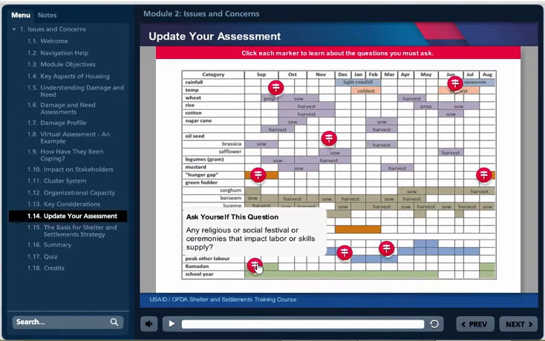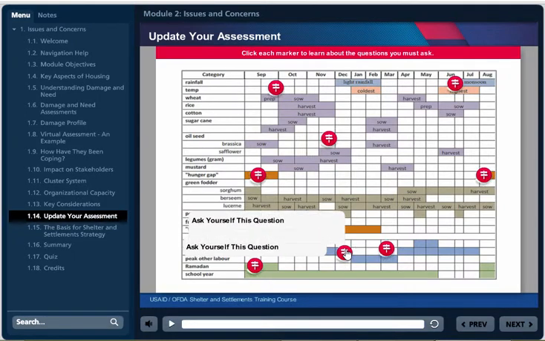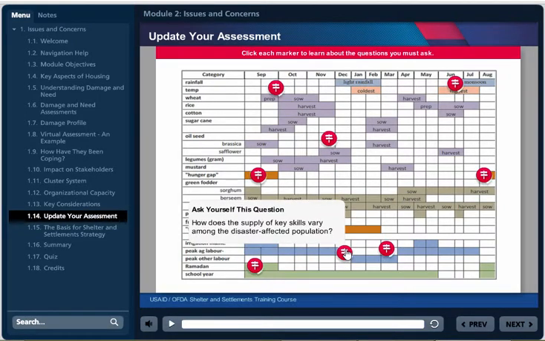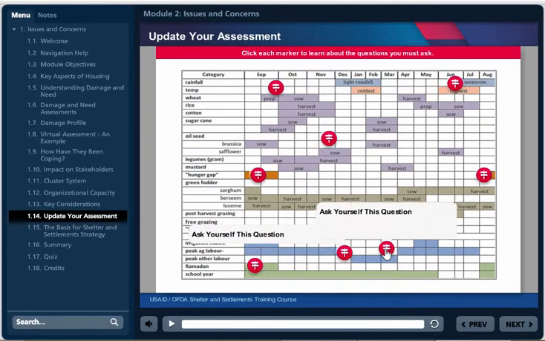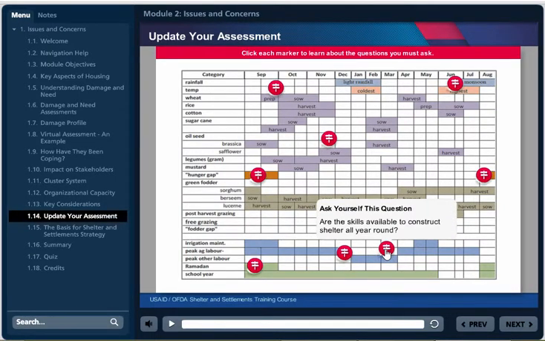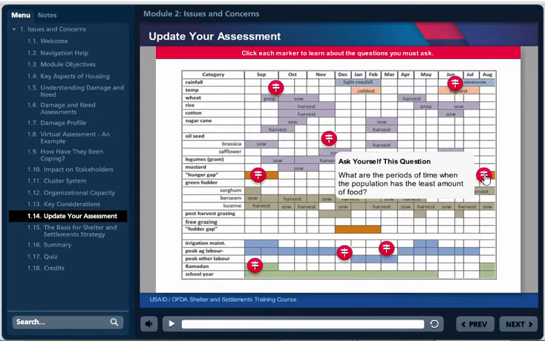Any religious or social festivals or ceremonies that impact labor or skills supply? How does the supply of key skills vary among the disaster-affected population? Are all the skills available to construct shelter year-round? What are the periods of time when the population has the least amount of food?